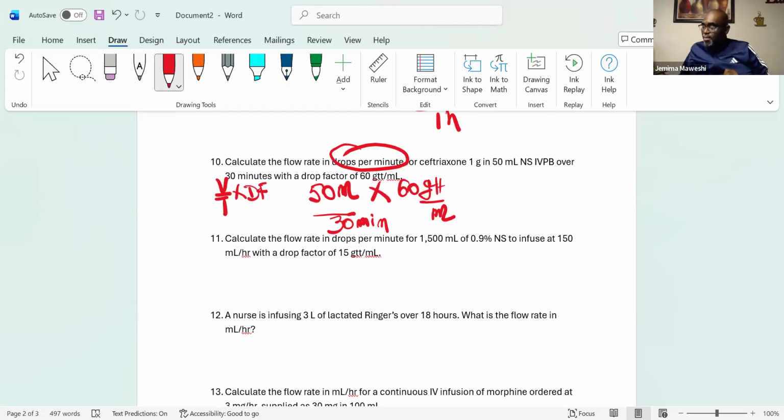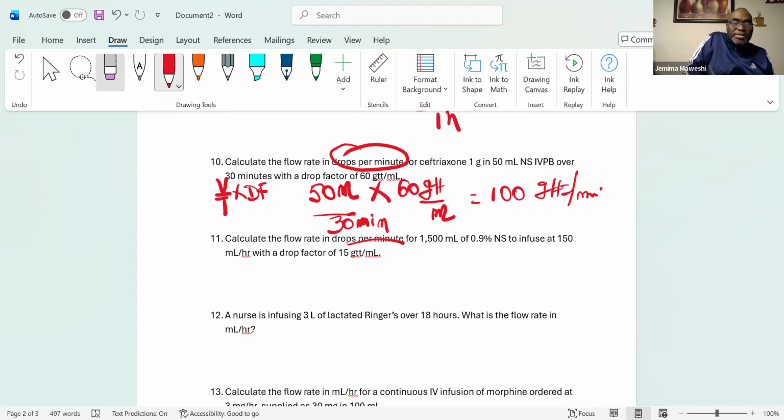So right now, I'm going to do 50 times 60. Why you complain? Divide by 30. You think, yeah, I made a mistake? No, 100 drops per minute. Good job. Number 11. What are we looking for? Drop per minute. It's right there. It's telling you that your time must be in minutes.